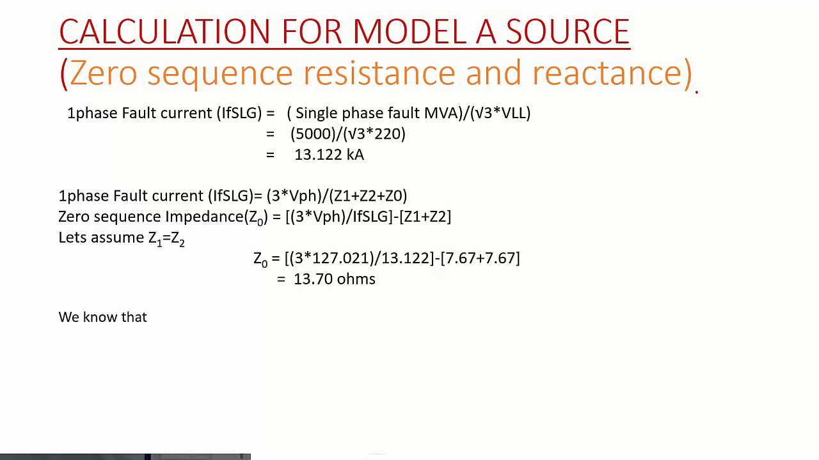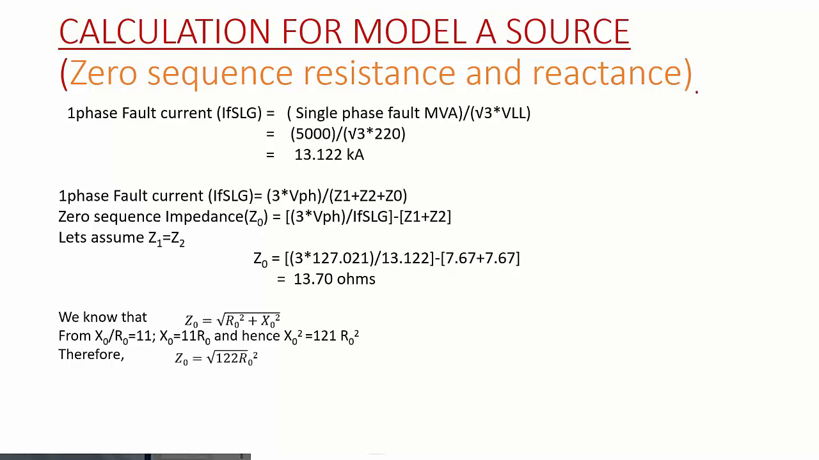As usual, Z0 is the square root of R0 square plus X0 square. And also from the input data, we know that X0 divided by R0 is 11. Hence, X0 square is 121 R0 square. Similarly, we can calculate R0 and X0. We have computed R0 as 1.24 and X0 as 13.65 ohms.